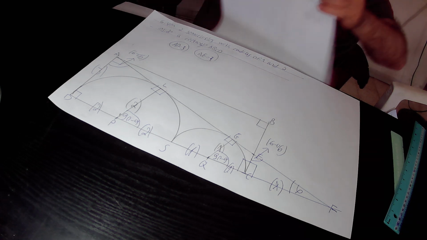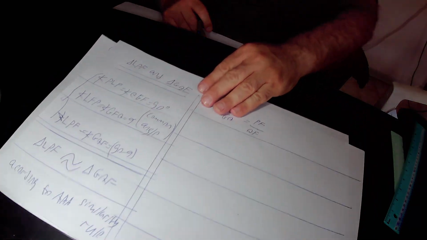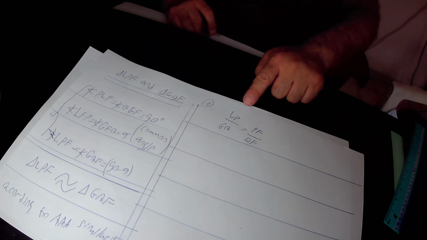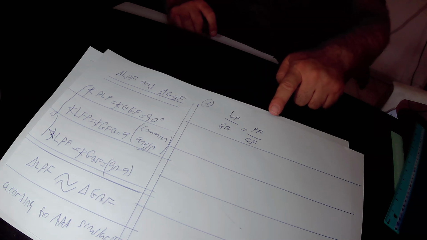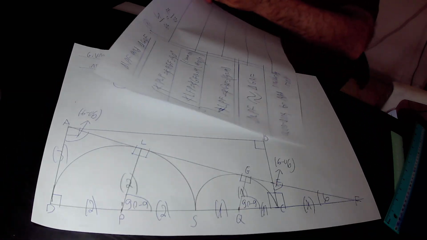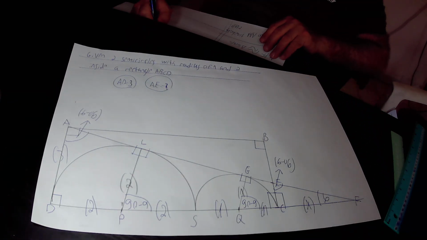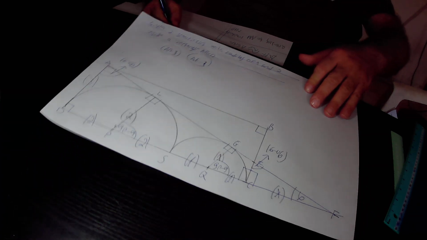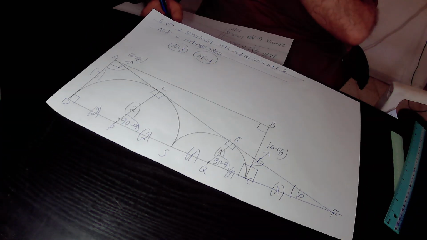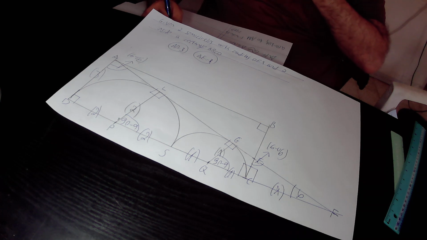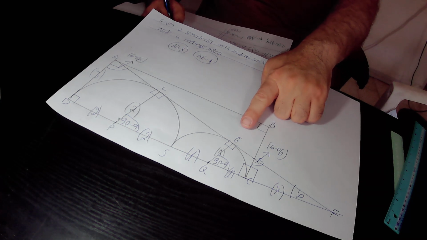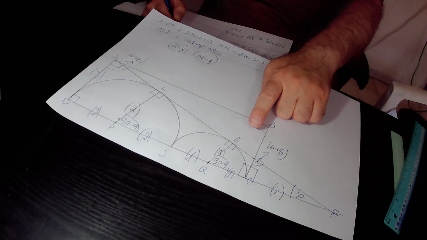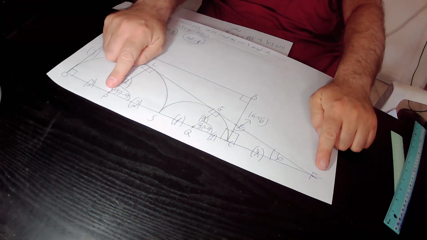And put again, we actually found out that side LP in the big triangle over side GQ in the small triangle equals side PF in the big triangle over side QF in the small triangle. LP equals 2, the radius of the big semicircle, over GQ. GQ is the radius of the small semicircle, that is 1. And it equals PF.